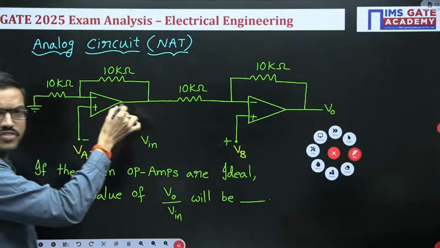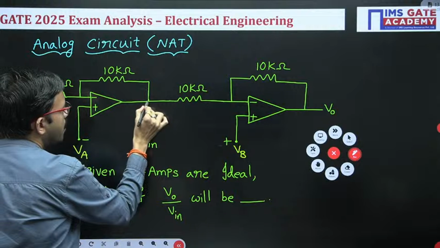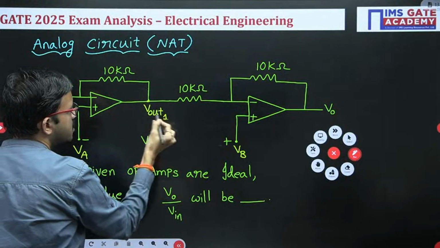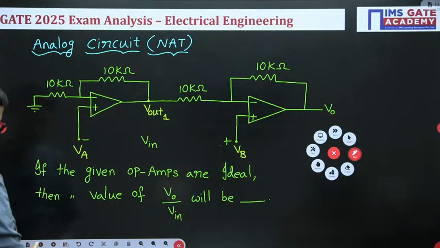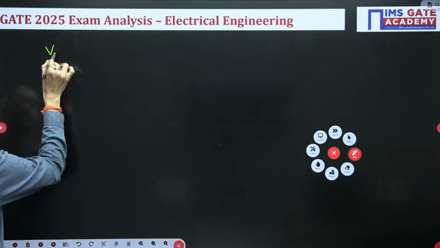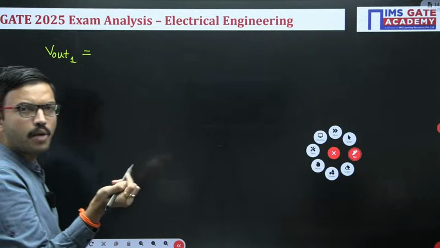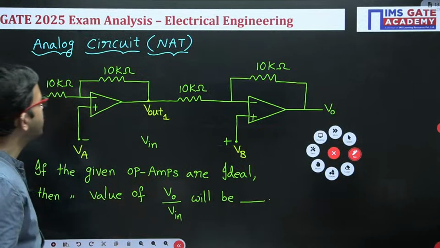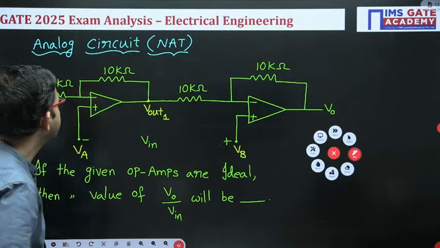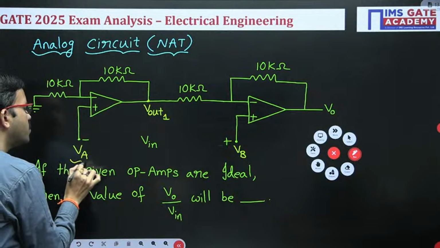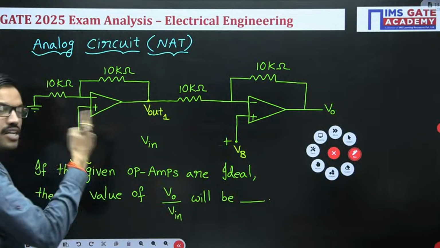So with the help of this, for the timing, I am labeling the output voltage at the first stage as Vout1. So Vout1 equals, because it is the inverting mode op amp. So why are we calling it inverting mode? Sorry, it is not inverting mode, it is a non-inverting mode, because here we have given the voltage to the positive terminal, or non-inverting terminal.